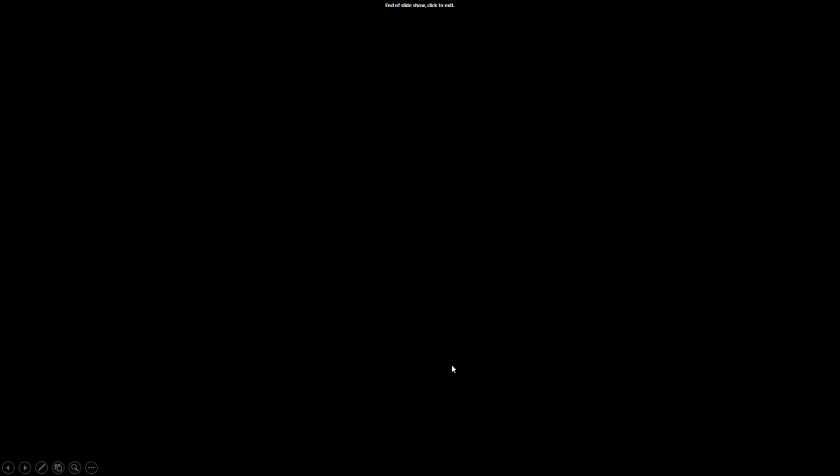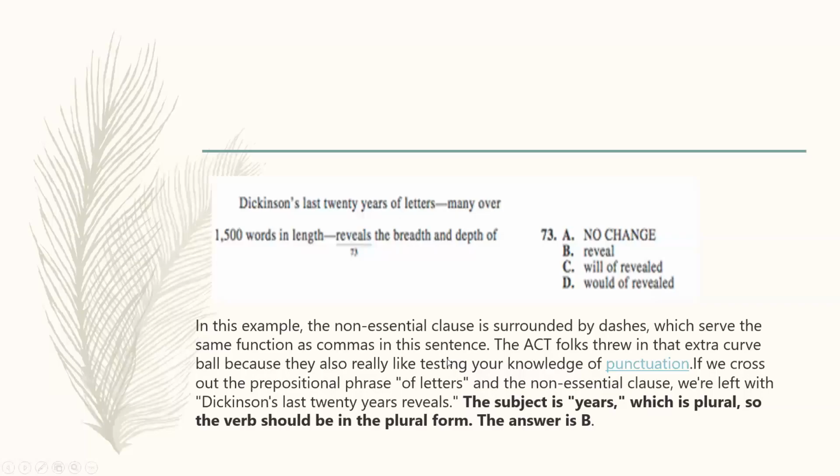All right, so that gives you some information on subject-verb agreement, both in what you're doing with how you write, making sure that your subject and your verb match, and how you're going to see that on the ACT.